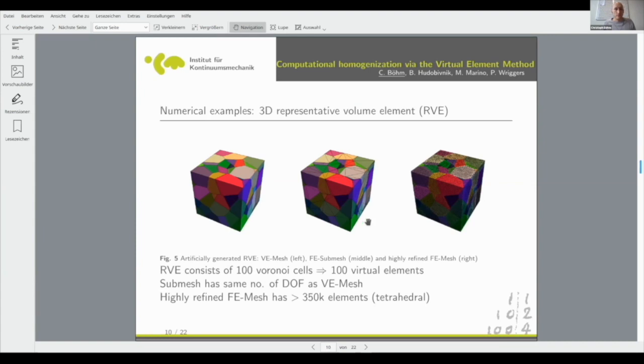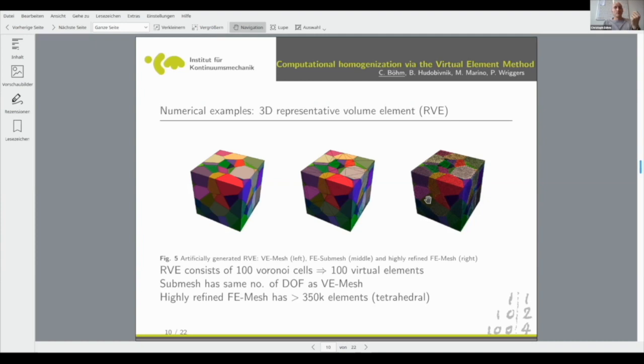In the middle, you just see the submesh needed for the stabilization part, as we also heard in Professor Wriggers' talk, or from Fadi's talk or Blaž's talk. And on the right side, you see the most finite element mesh of this RVE. So this is a highly refined finite element mesh and has over 350,000 elements, tetrahedral elements at least.